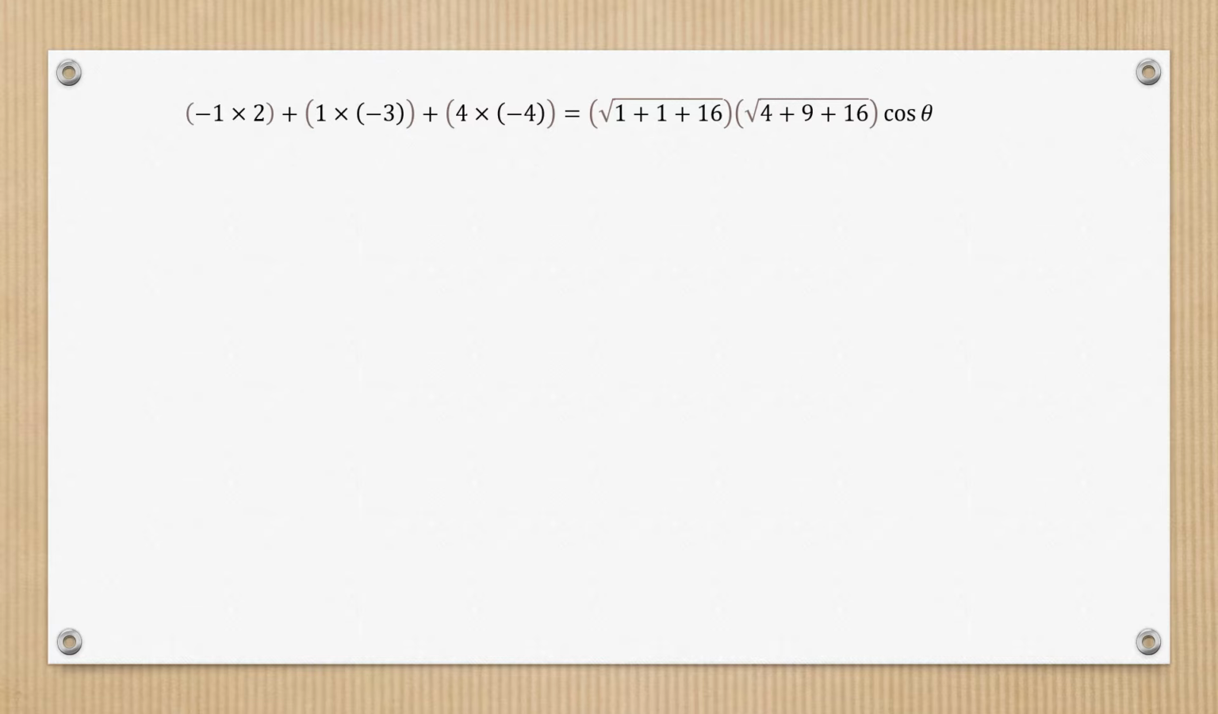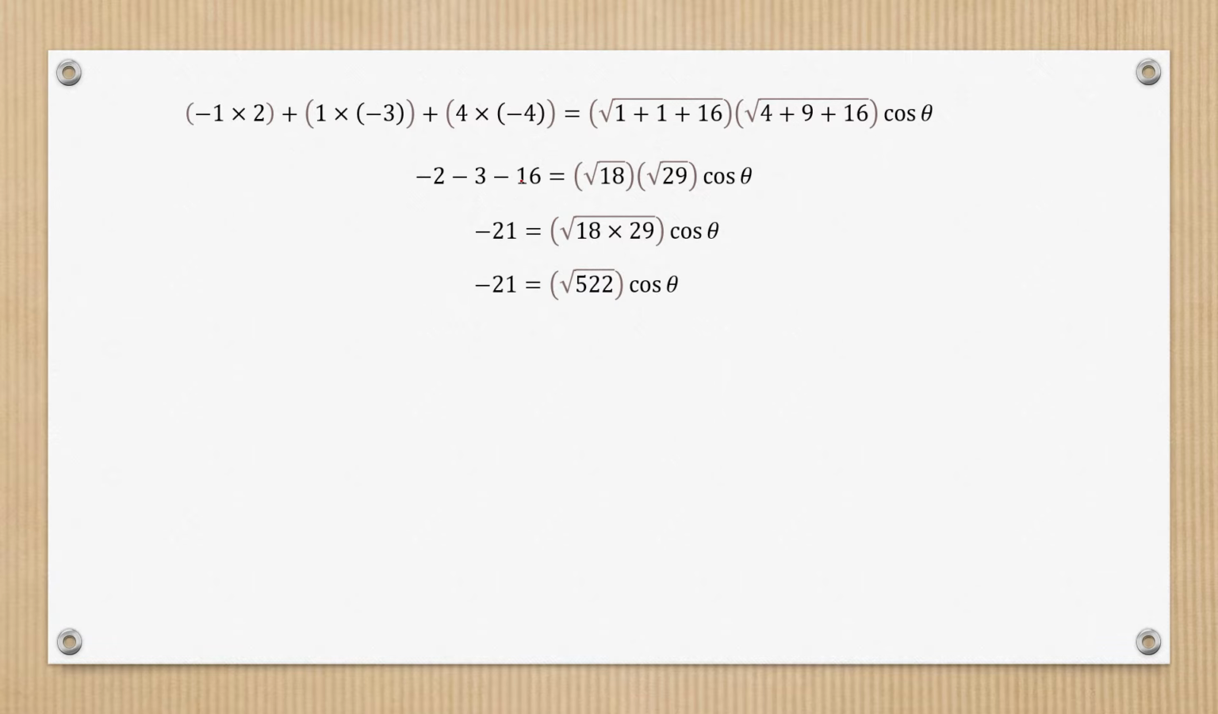So when we do the calculations, do the math, we're going to end up with square root of 18 times square root of 29 cos theta. Then on the left hand side, we're going to have negative 2 minus 3 minus 16. So we're going to have minus 21 being equal to 18 times 29, the square root of them. So 18 times 29 is equal to 522.